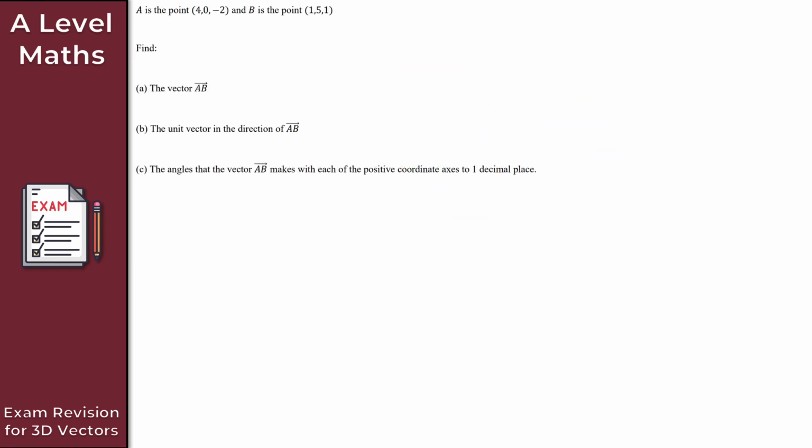So moving on to the next question here then, let's have a go now at question 2. So for question 2 here, what we're told then is A is the point (4, 0, -2). And B is the point (1, 5, 1). And then the question wants us to find a few different things here. So for the first part then, part a, hopefully nice and straightforward, all we want to find here is the vector AB. Now for the vector AB then, this will simply be the vector OB minus the vector OA.